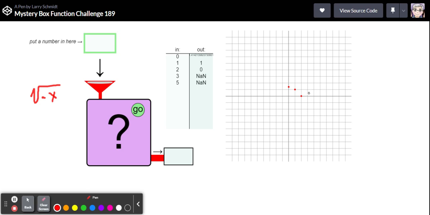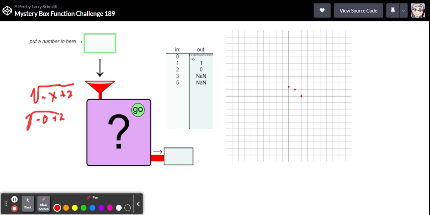So how do we get that? How do we get it moved over to the right 2? Well, let's see. I think we're going to need to just add 2 there. Let's just see if that works. So negative x plus 2. If I put in 0 here, negative 0 plus 2, and then take the square root of that, would be the square root of 2.